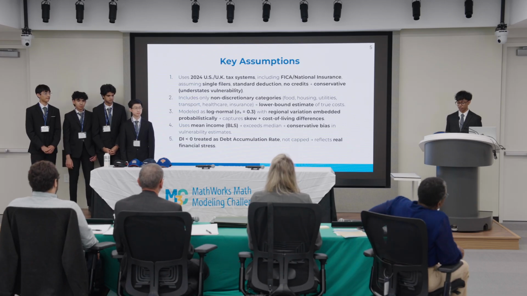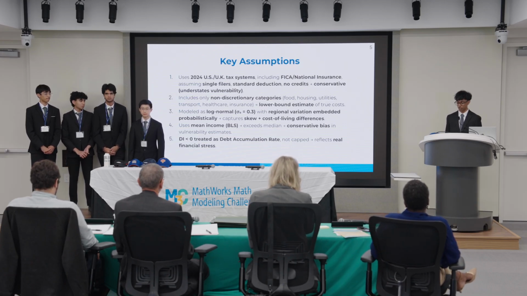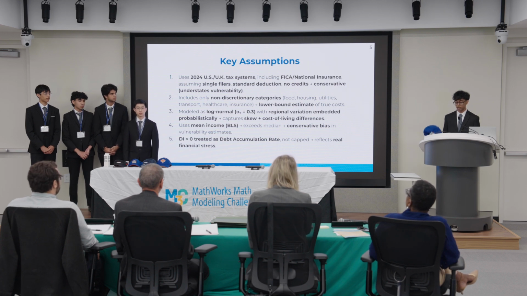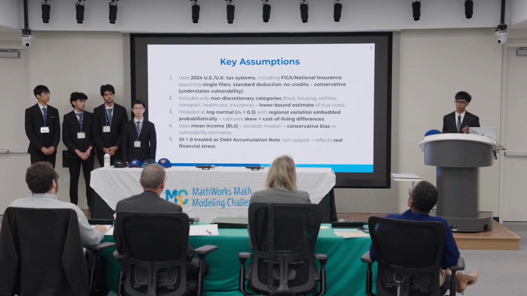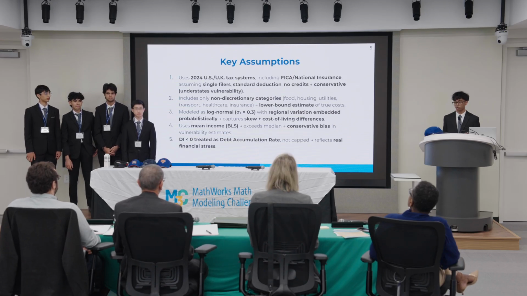First, we use 2024 tax systems from both the US and UK, assuming single filers with a standard deduction. This is conservative because it overstates tax burden. Only genuinely non-discretionary categories are included in essential expenditures like food and housing, excluding entertainment. This gives us a lower bound on true costs.